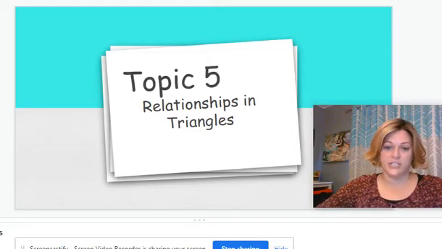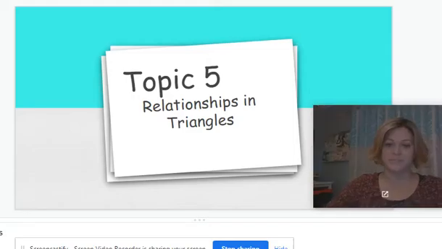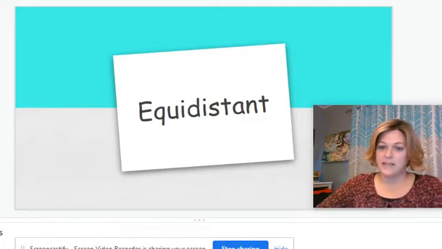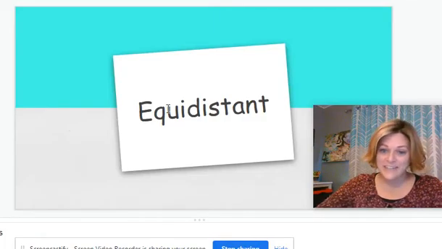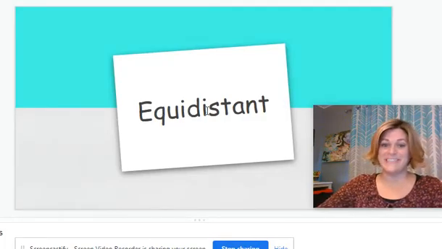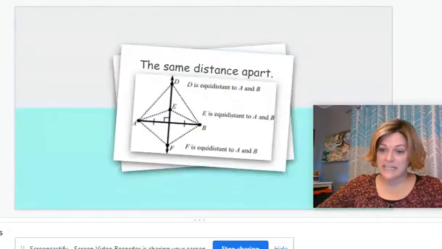Topic 5, relationships in triangles. Equidistant. Equidistant literally means equal distance. And so if something is equidistant, it is the same distance.